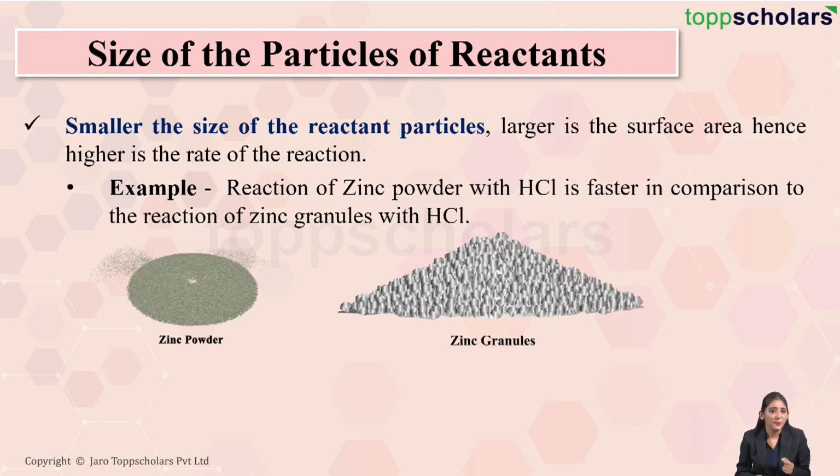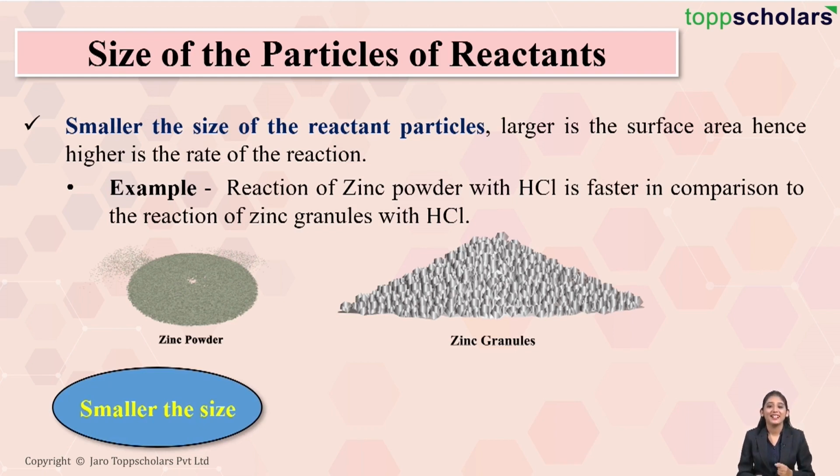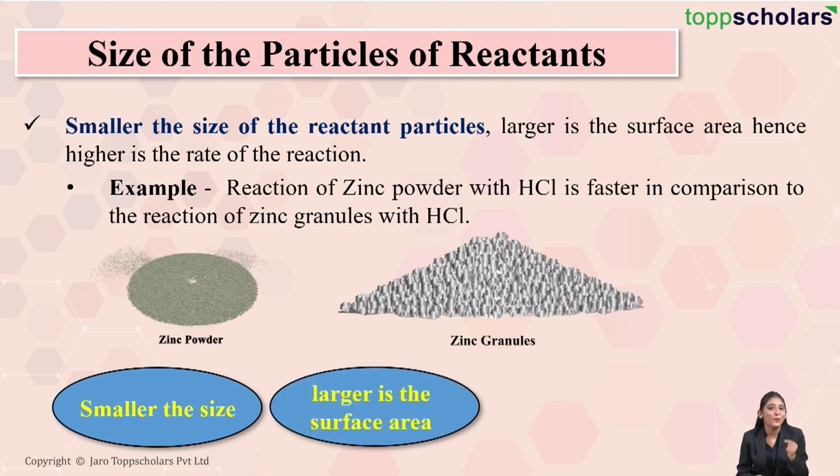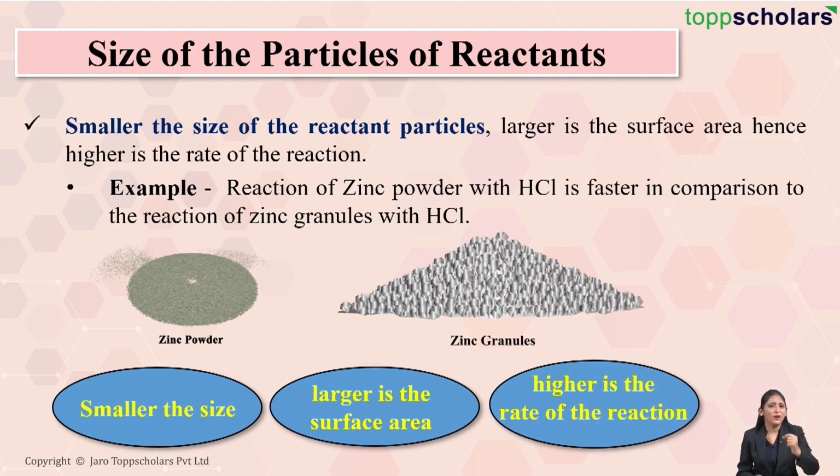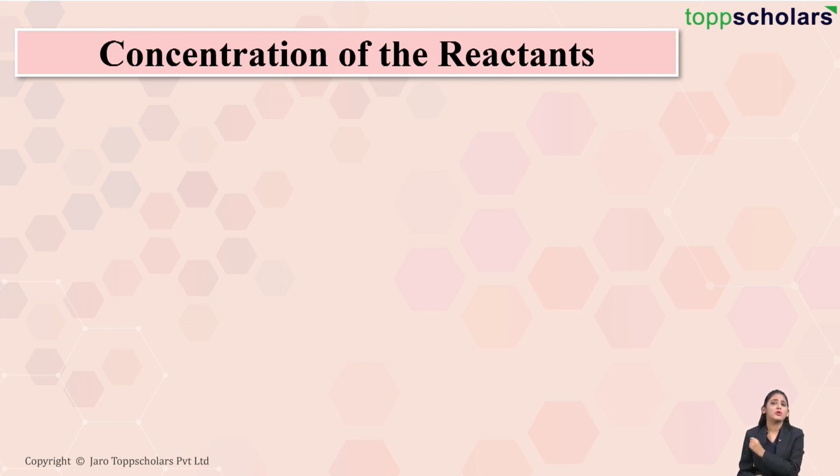Why is this so? This is because the reactant particles in zinc powder are smaller in size as compared to the reactant particles in zinc granules, right? And as we said, smaller the size of the reactant particles, larger is the surface area, and so higher is the rate of the reaction. So in case of zinc powder, as the size of the reactant particle is small, the rate of reaction is more as compared to that with zinc granules, right? So what is the conclusion over here? Yes, smaller the size of the reactant particles, larger is the surface area, and so the rate of the reaction is also high. Now let's move on to the next important factor, that is concentration of the reactants.